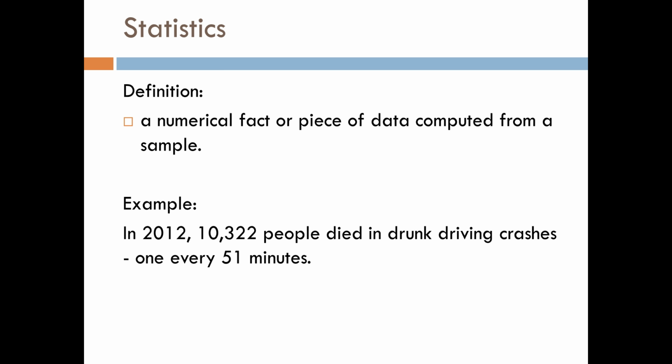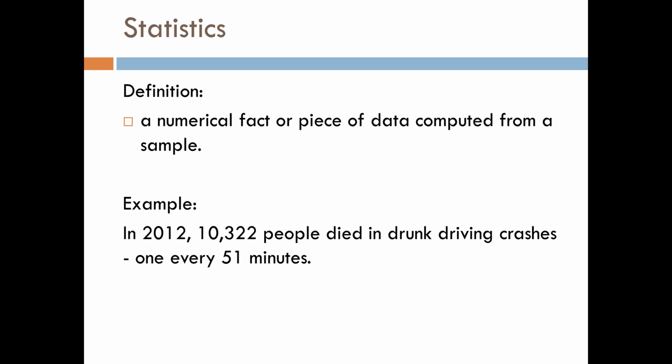Next up, we have statistics, and people are pretty quick to say, "Oh, statistics, that's numbers," and that's only half of the definition. The other half of the definition of statistics would be that it has to be computed from a sample. So the example on your screen, in 2012, over 10,000 people died in drunk driving crashes, one every 51 minutes. We have two stats, and then we just have one fact.